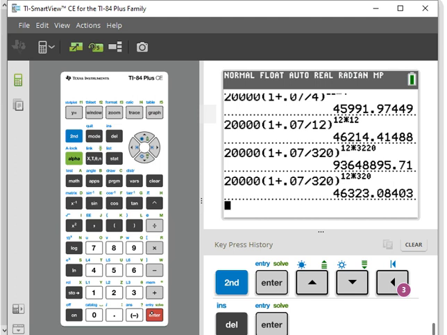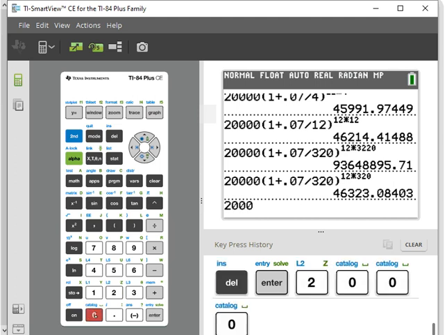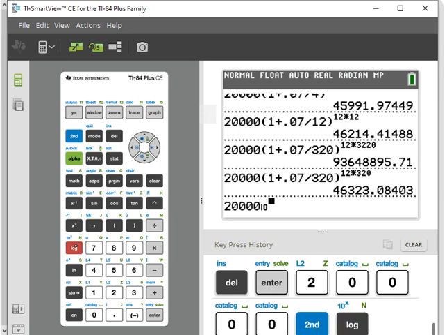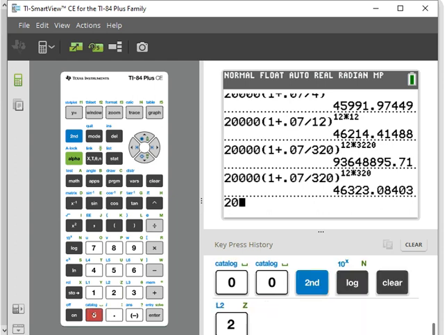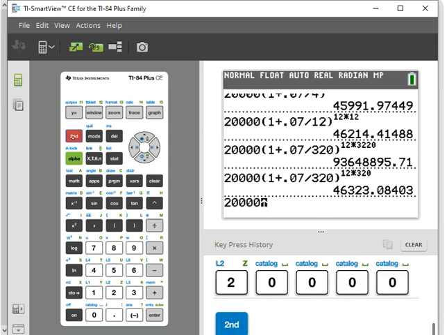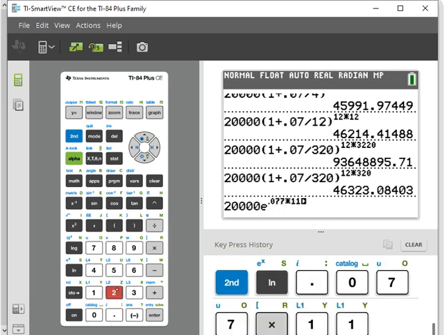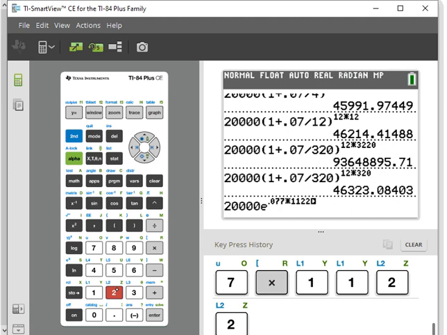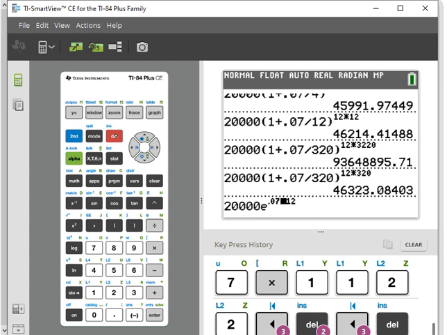So then the last one was continuous. Now you have to actually type this one in, 20,000, and then second ln button. Give this e to the, and now you're putting 0.07 times 12 years. And this is calculating as if we've done it multiple times. I'm not sure why it's double typing for me here. Let's happen a couple times.